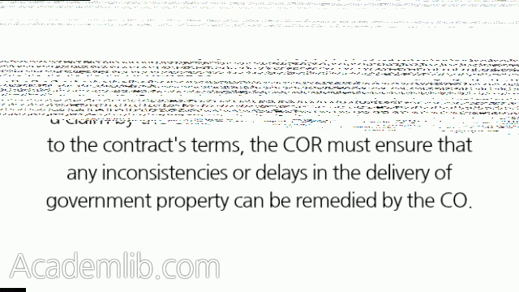Because the government may become subject to a claim by the contractor if there are any changes to the contract's terms, the COR must ensure that any inconsistencies or delays in the delivery of government property can be remedied by the CO. Possible claims a contractor could make against the government include the following.